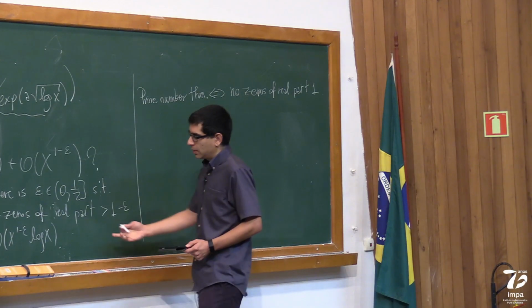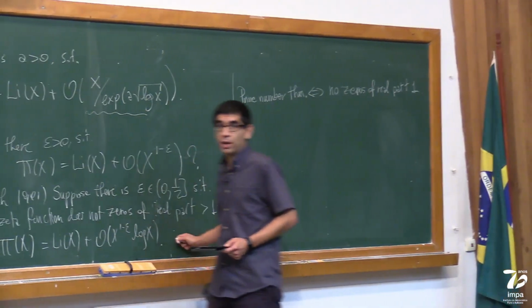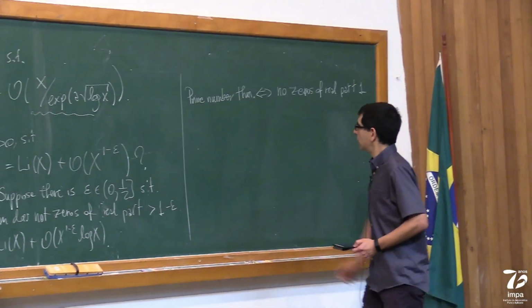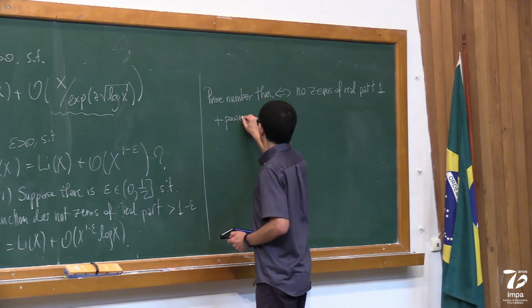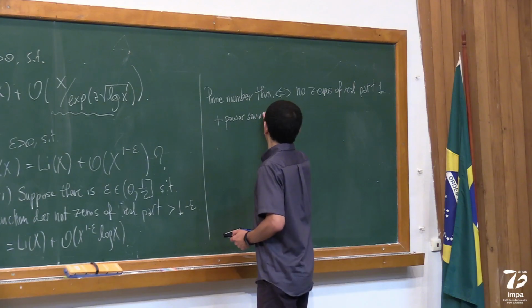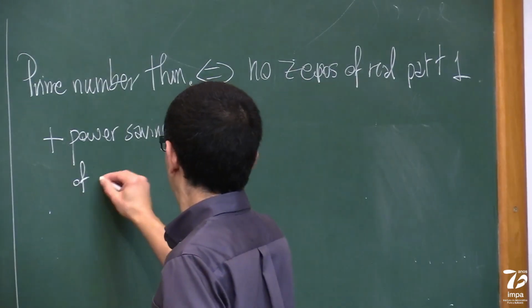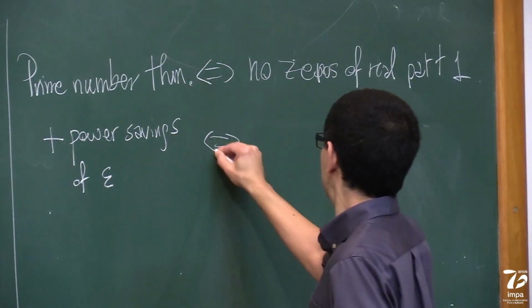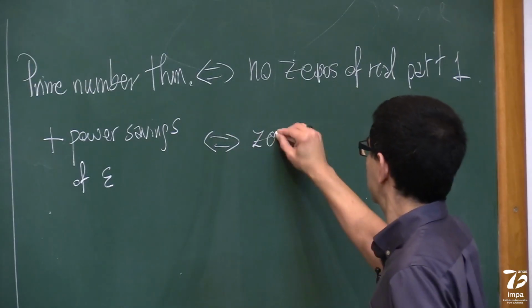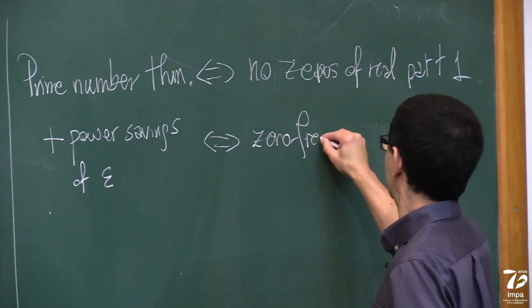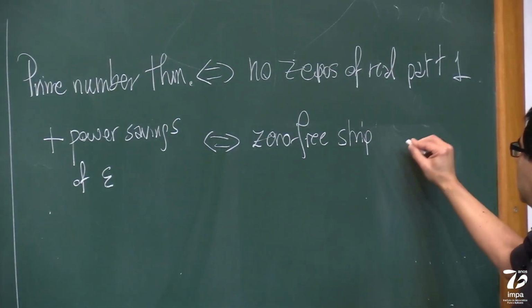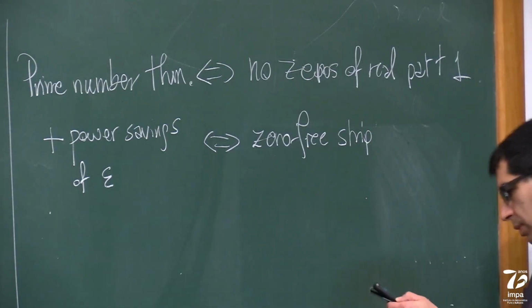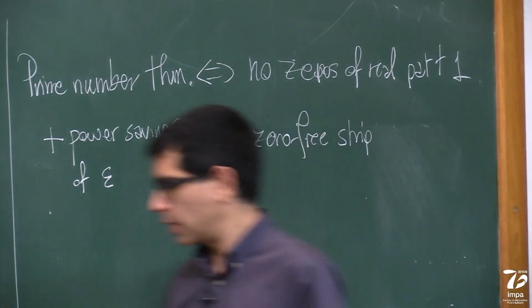And this can essentially be reversed, and getting a power savings of epsilon is in fact equivalent to having a zero-free strip, so no zeros of real part greater than 1 minus epsilon.